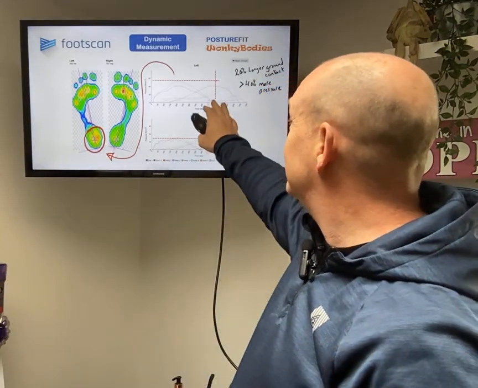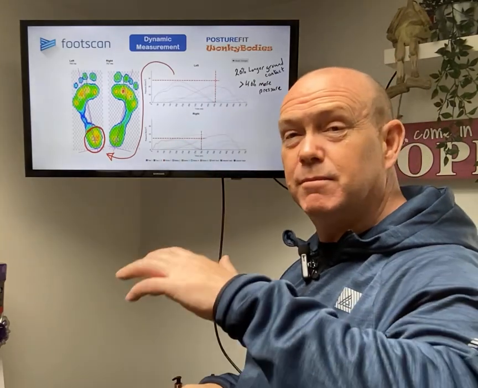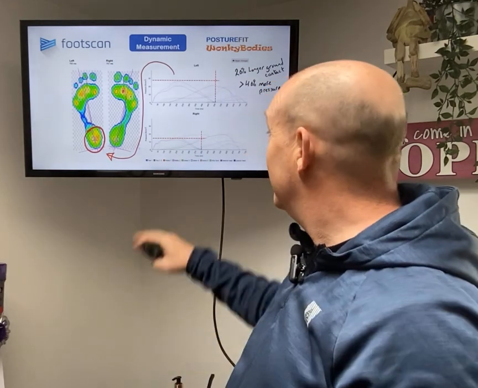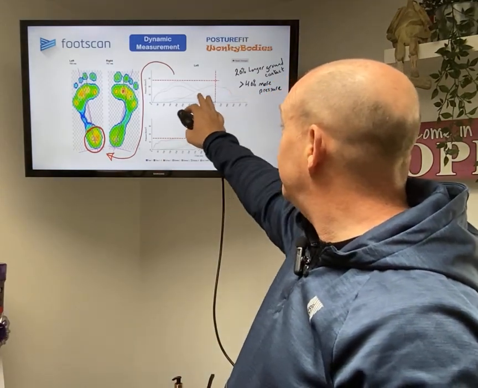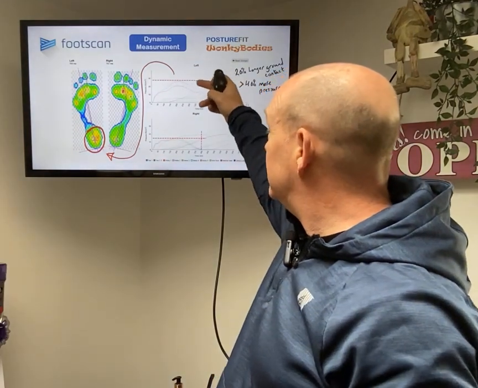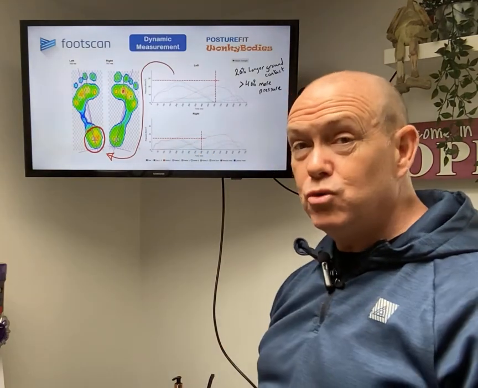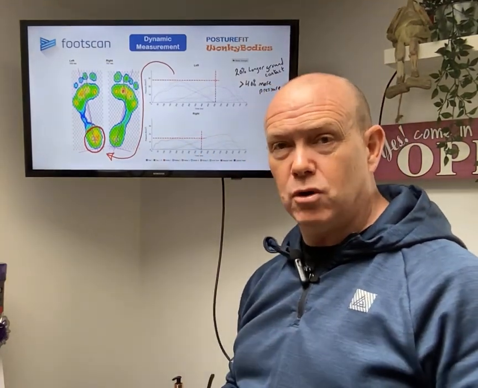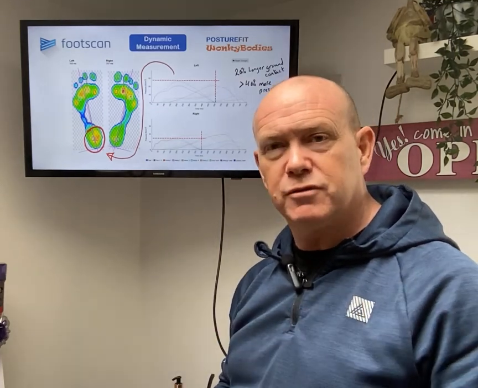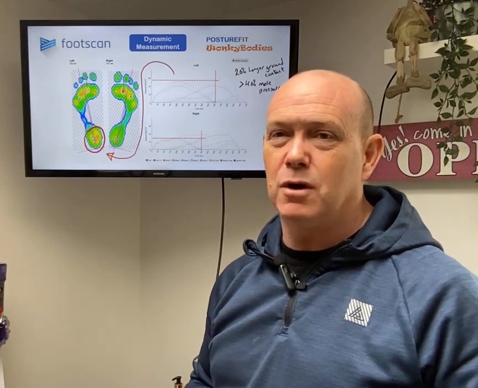Now, what we can see is the left foot spends actually 20% more time on the ground. It's 20% longer than the right foot. And on the left foot also, we get 40% more pressure. So we can see this peak, and that's 40% higher than the peak that we get on the right side. So this person is not only spending more time on that left heel, they're also putting more pressure through it. Is it any wonder that person's got pain?